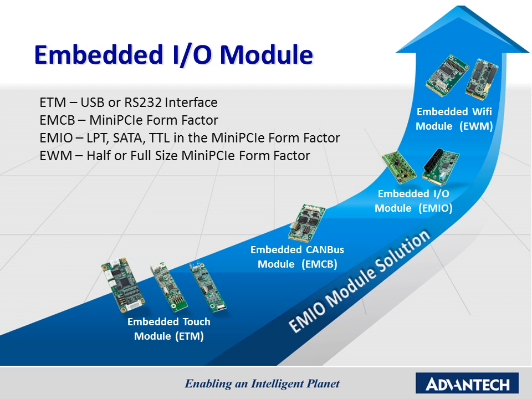Advantech Embedded I/O Modules can be categorized into four major groups. Embedded Touch Module, or ETM, are touchscreen modules using USB or RS-232 interface. Embedded CANbus module, or EMCB, are CANbus modules using the mini PCIe form factor. Embedded I/O modules, or EMIO, are I/O modules using the mini PCIe form factor. Embedded Wi-Fi modules, or EWM, are Wi-Fi modules in either mini PCIe full-size or half-size form factors.